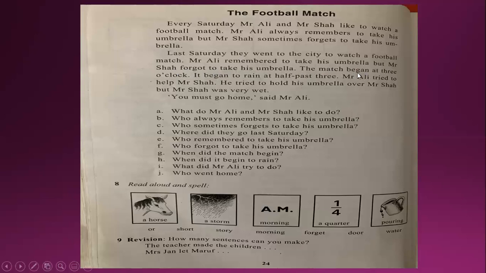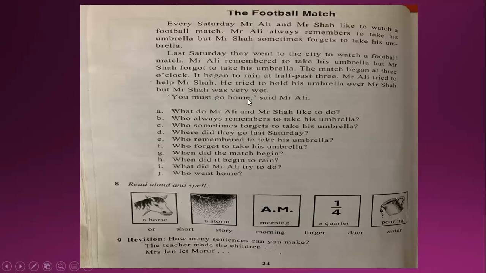The match began. This is began, not the word begin. Begin is the first form. We use begin for the present tense, and this is began for the past tense. At 3 o'clock. It began to rain at 3:30. Mr. Ali tried, not try, not tries, tried to help Mr. Shah, but with the word to help, first form, with to, first form of the word, to help Mr. Shah. He tried to hold his umbrella over Mr. Shah, but Mr. Shah was very wet. Mr. Shah was.